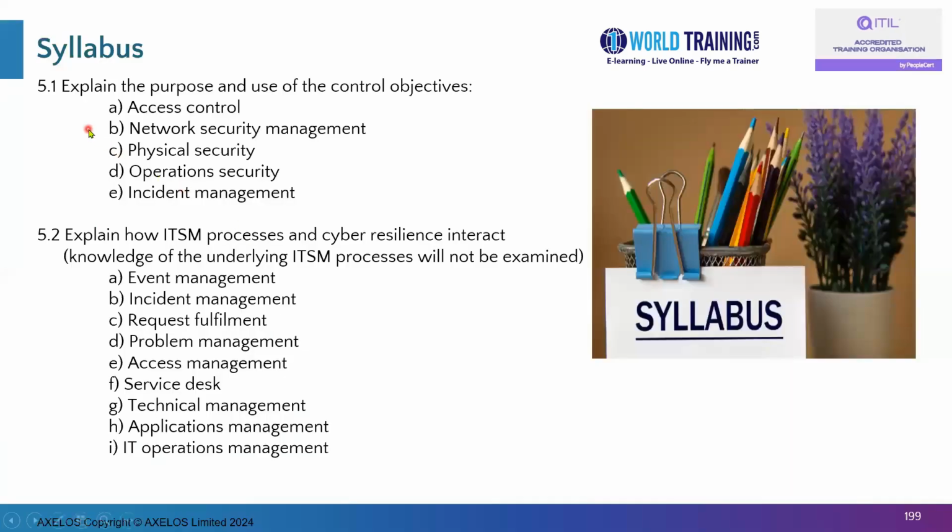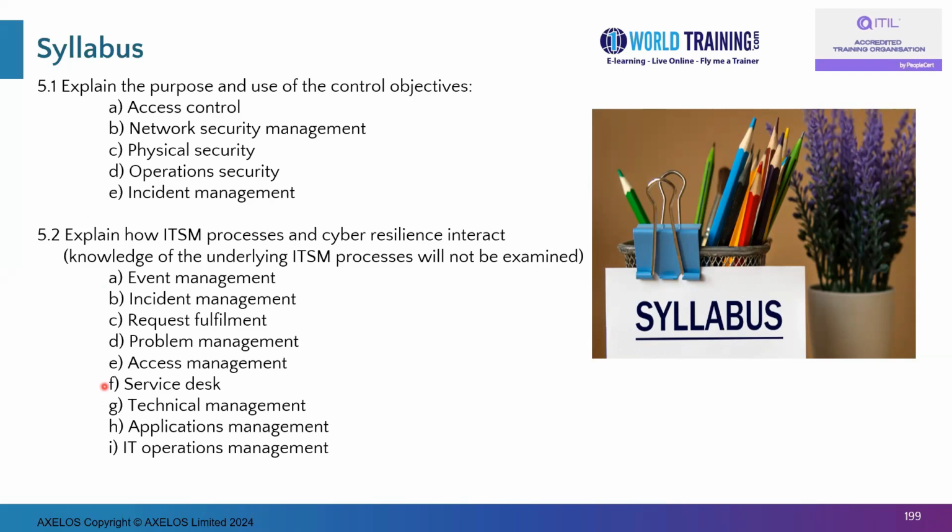The exam syllabus is to, first of all, go through the purpose and the use of the 5 controls here, namely access control, network security management, physical security, operation security, and incident management. And there are also 9 ITIL processes which interact with cyber resilience. And these are event management, incident management, request fulfillment, problem management, access management. In fact, these 5 are the processes. I should not be saying 9 processes.